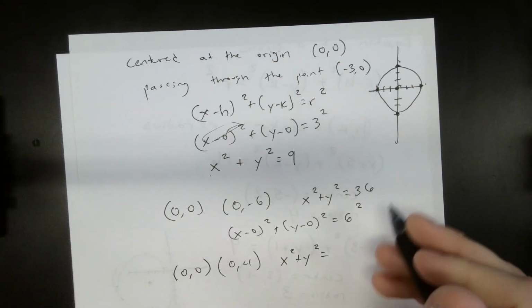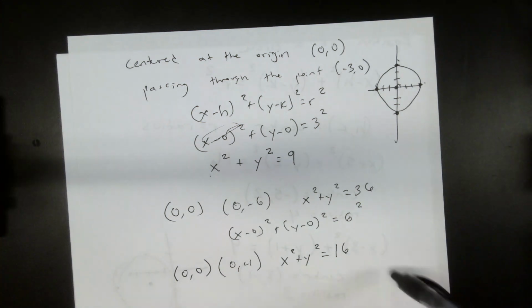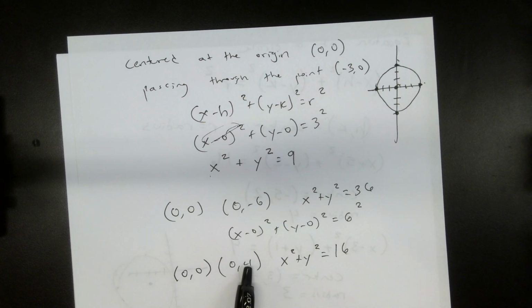Equals? Perfect. Does everyone understand where the 16 comes from? If the radius is 4, 4 squared is 16. Okay? Alright, I'm going to do one more.